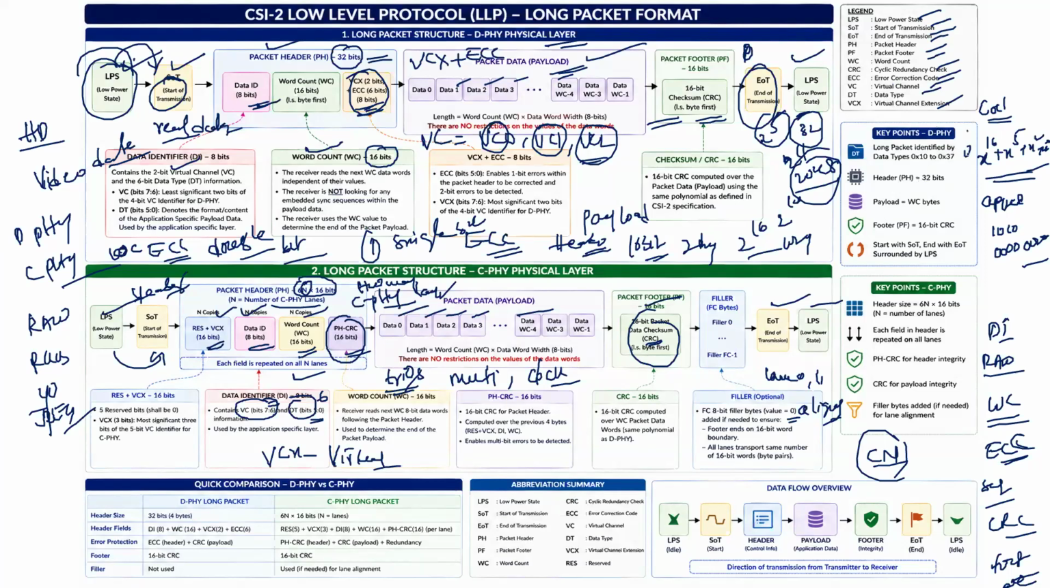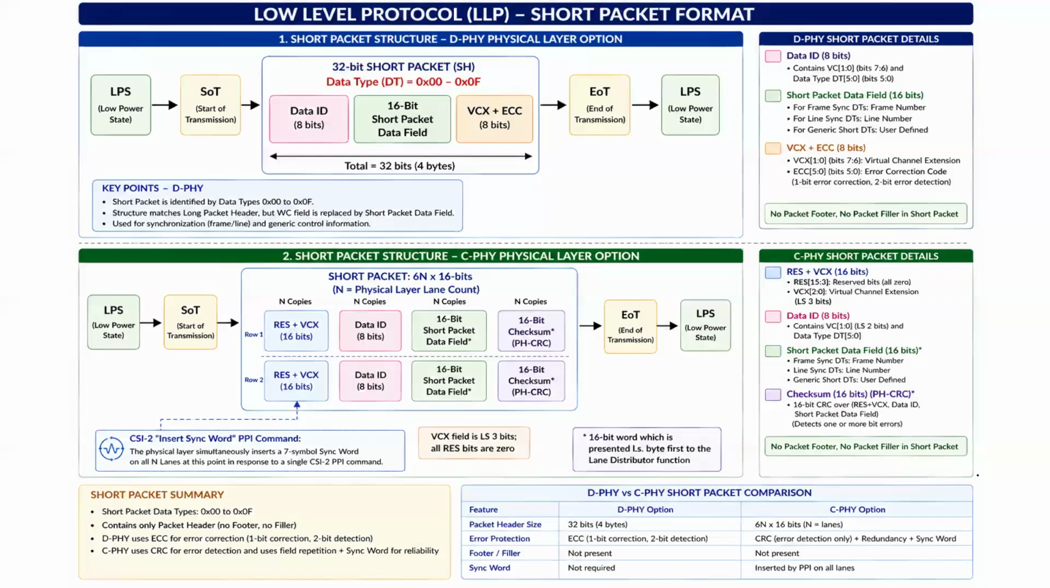In the transmission, in the D5 layer we have the packet header and then word count, all these things. And then the C5 layer, which depends upon the number of lanes we are using; depending on that we transfer the data. So this is the flow: LPS state, start of transmission, header, payload, footer, and then end of transmission, LPS. So this is the transmission of data from the transmitting side to the receiving side.